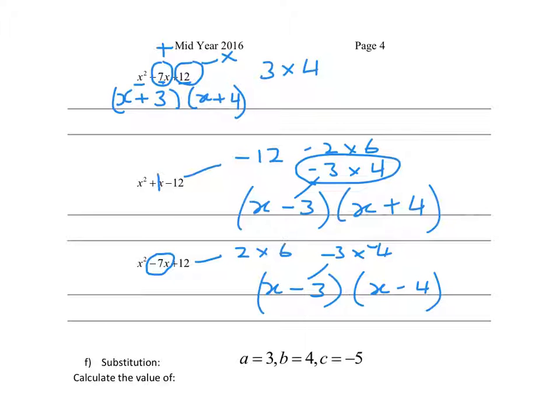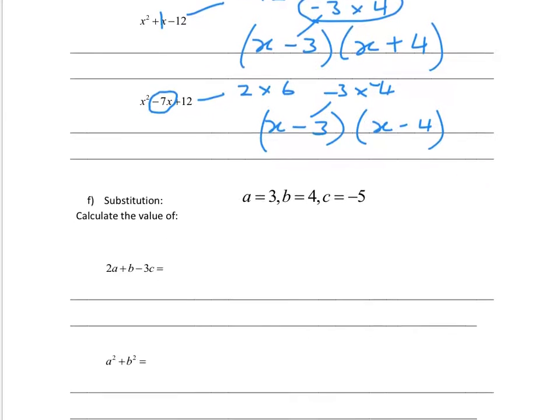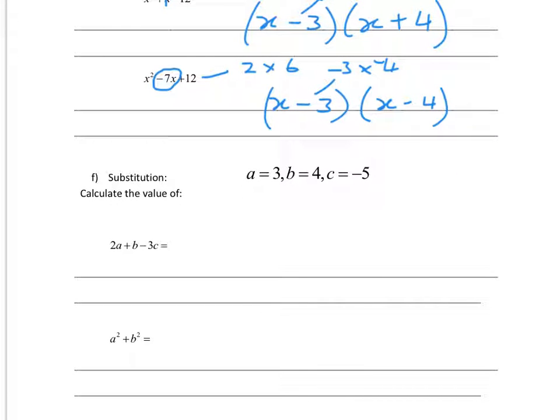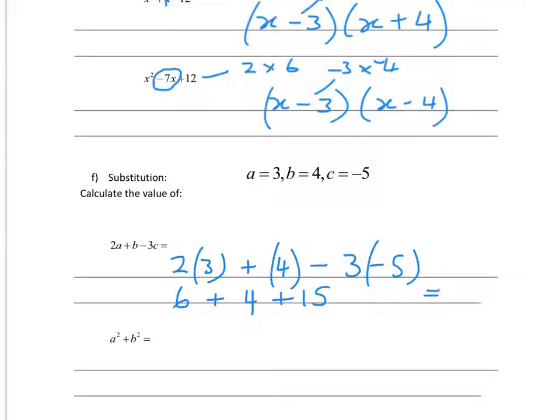In the next part, we've got to do some substitution, which means replacing the a, b, and c with the numbers that were given there. So we've got 2 times 3 plus 4 is the b, minus 3 times negative 5. So that would be 6 plus 4. A negative 3 times a negative 5 is a positive 15, which is going to give us 25 as the answer.